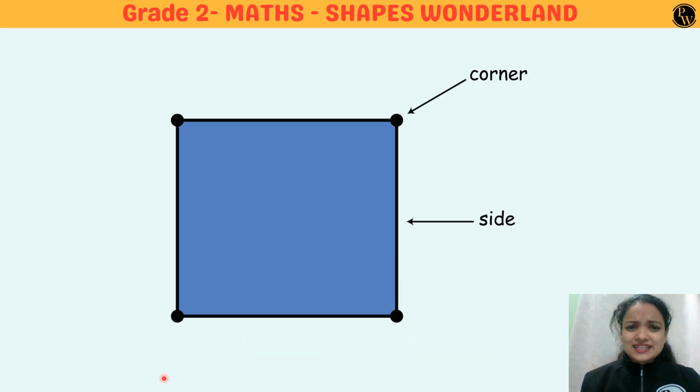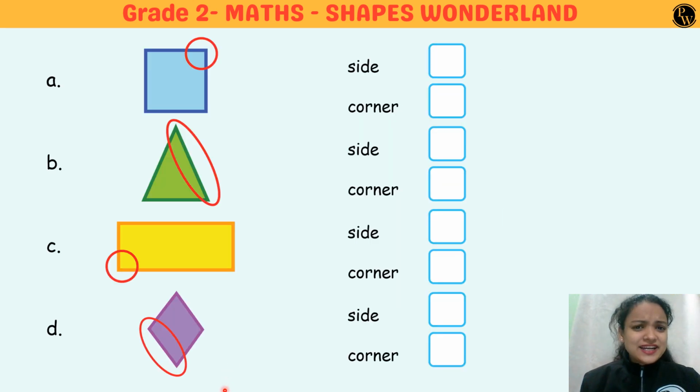Now let's take an example of a square. This is a side of the square. The line that forms the plane figure is called the side. And this is the corner of the square. Why? Because here two lines, or you can say two sides, are meeting. So now let's identify whether the marked part of the shapes is a side or a corner.